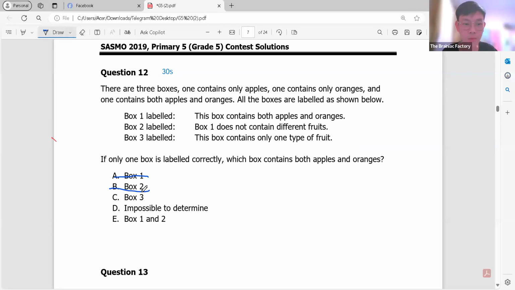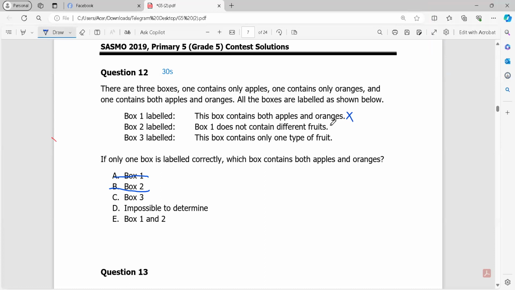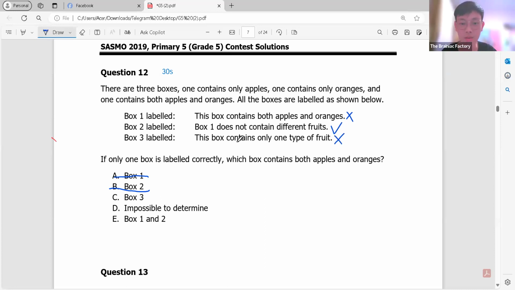Let's try the third one. If both apples and oranges are in box 3, then box 1 cannot contain them, and the second label, that box 1 does not contain different fruits, is going to be correct. And the last one is going to be wrong because they said it only contains one type of fruit, but in fact, box 3 contains 2 different types of fruit, so the answer must be 3.